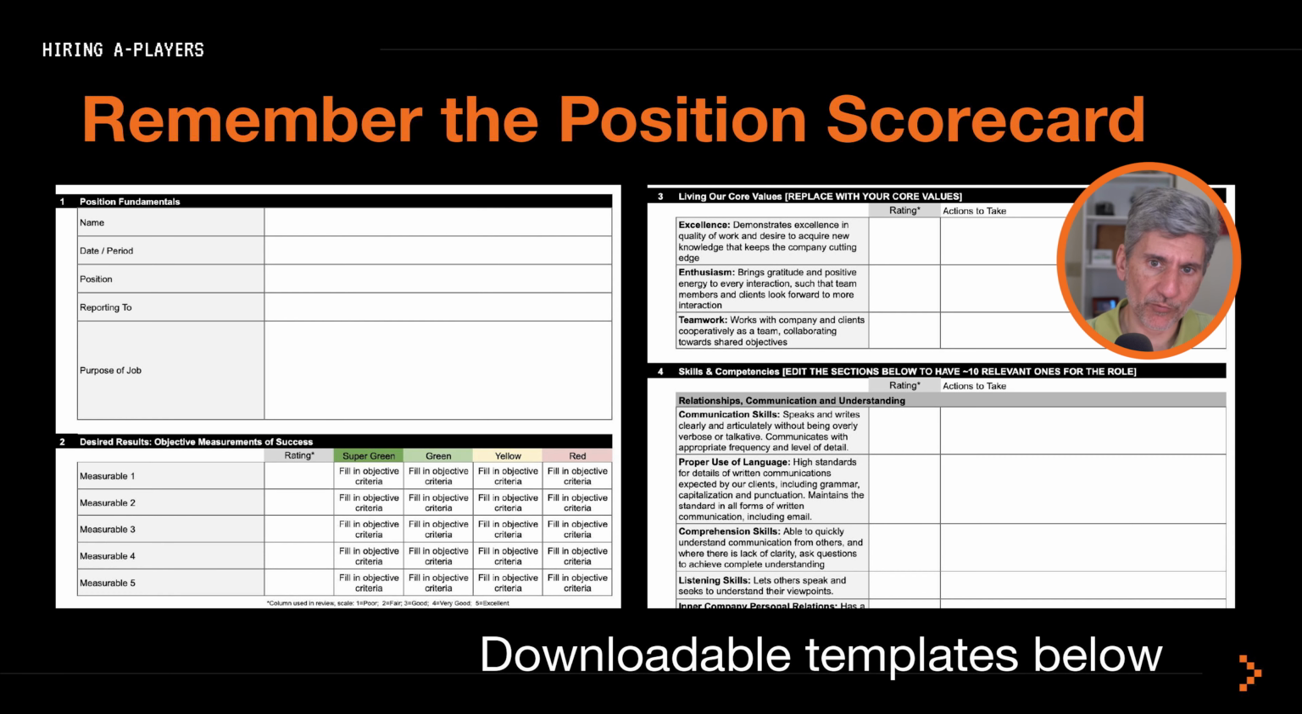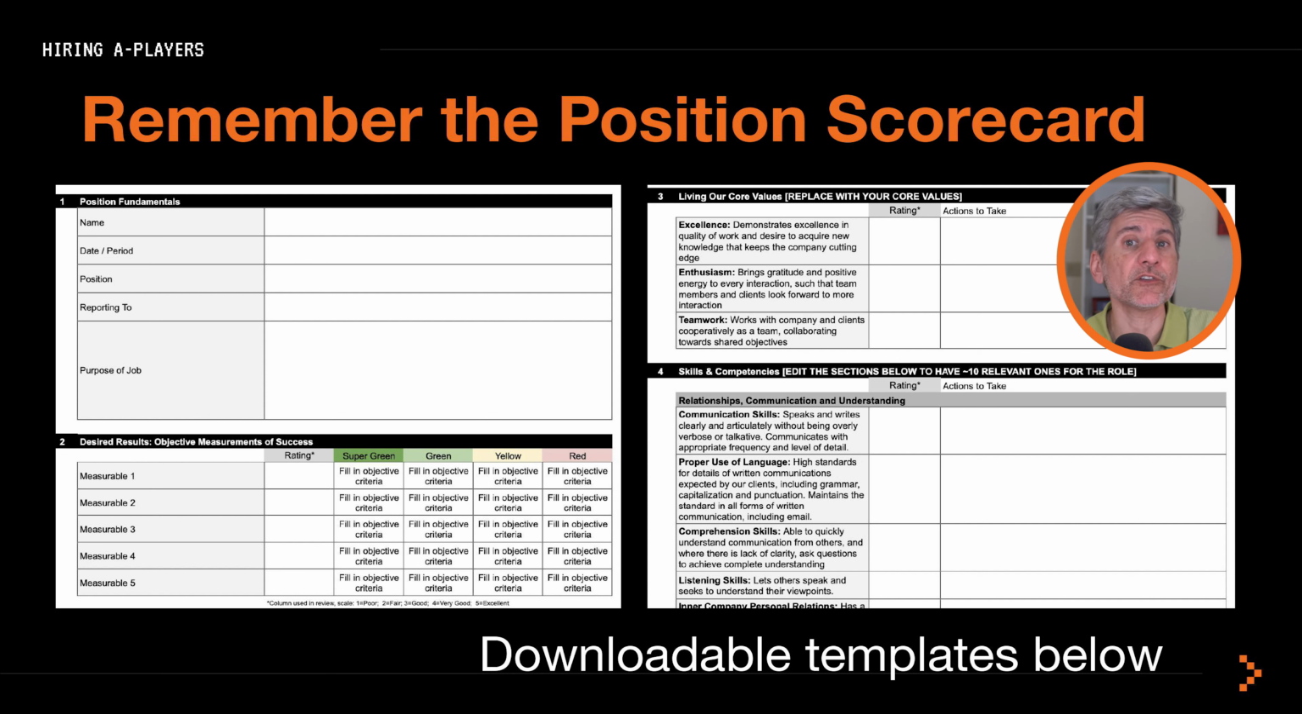And we talked about remembering the position scorecard. At the 30, 60, and 90, you can use this. So these measurables that you thought about before you even put together the job ad, the measurables are there. So you now know, is this person on track? And if they're not on track, you can assist them to get on track.